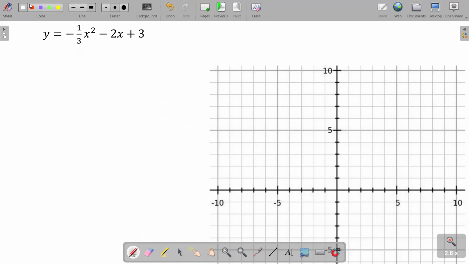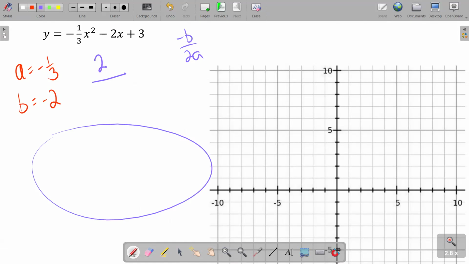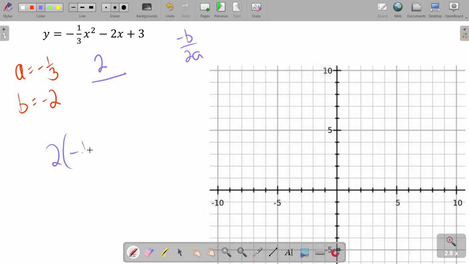Okay, so what is my A value? Let's get started. -1/3. What is my B value? -2. I mean, one thing you can take to the bank, this is never going to change. Negative B over 2A. So what's negative B look like? 2, and over 2 times A. I'm going to write some stuff right here in this space, and then I'm going to come back and erase it, but I should show some work here. So 2 times A looks like this.